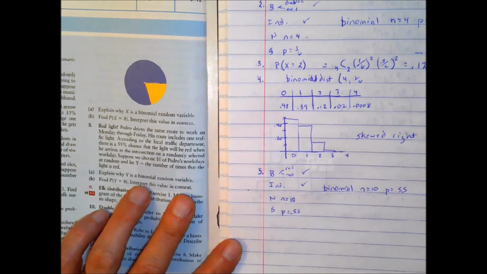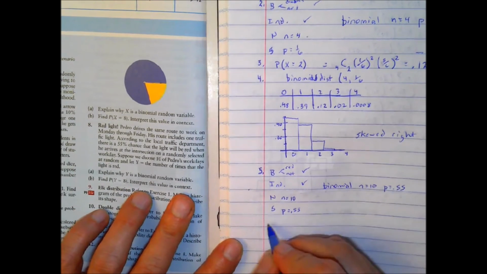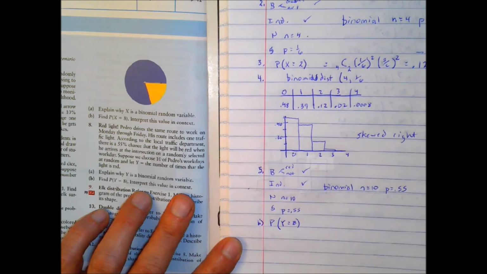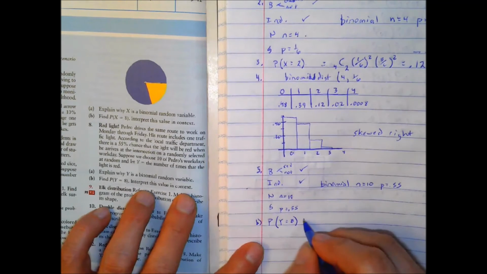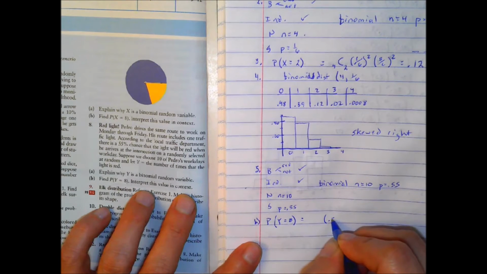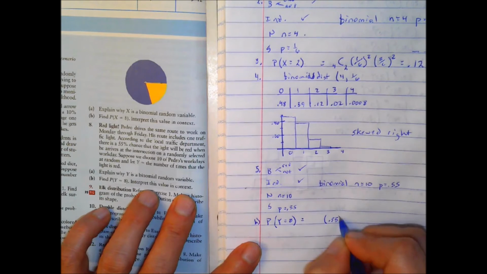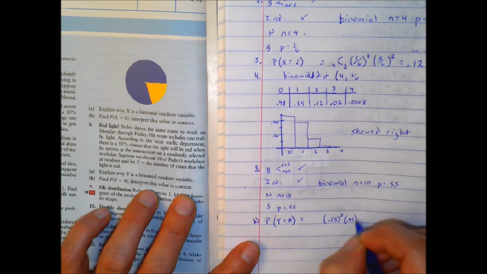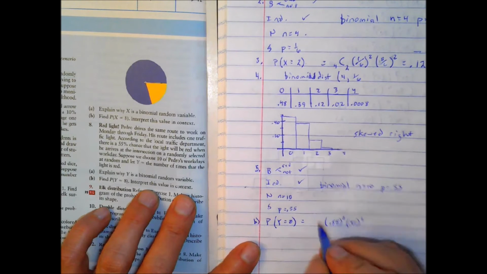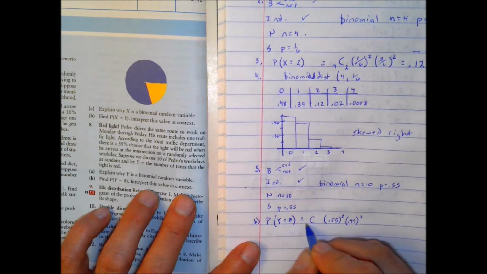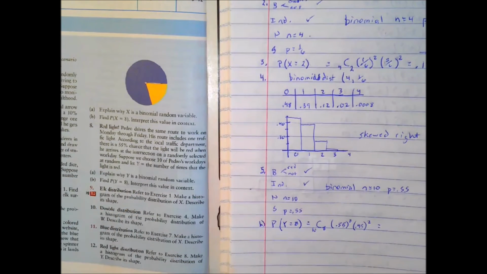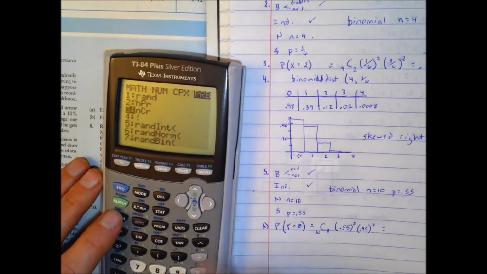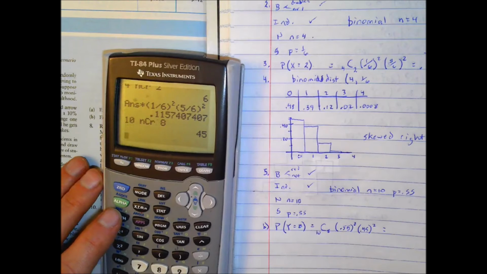Okay. Part B, find the probability of y equals 8. So we want to get a red light 8 times out of the 10. So it'd be 45% of the time we don't get a red light. And how many different ways can you arrange these? 10 choose 8. There's 45 different ways you can do that.